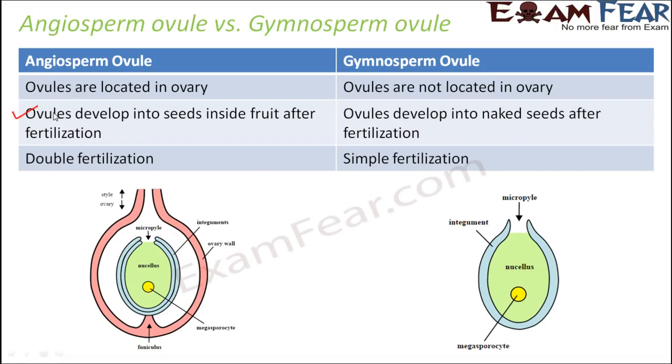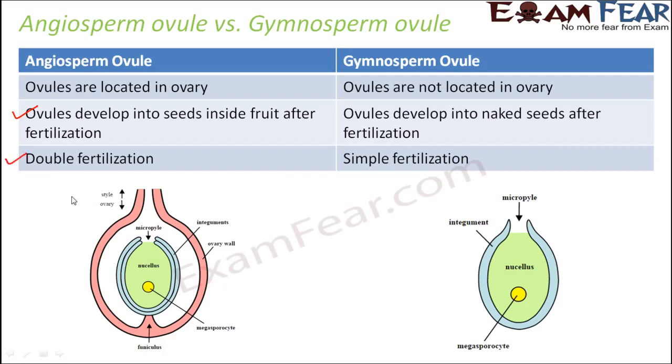In angiosperms, the ovules develop into seeds inside the fruit after fertilization. In gymnosperms, ovules develop into naked seeds after fertilization. That is one difference, because after fertilization in angiosperms, the ovary itself turns into a fruit. In gymnosperms, since the ovaries are not there, obviously there will be no fruit. So after fertilization the ovules will turn into seeds, but they will be naked seeds. They will not be covered by anything.